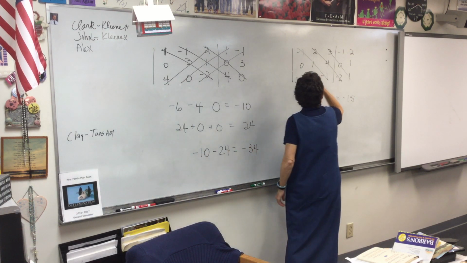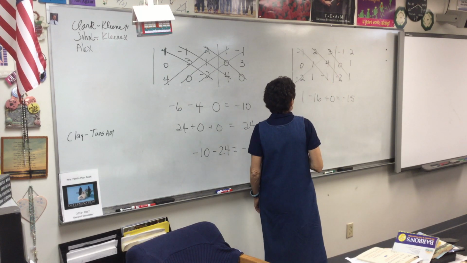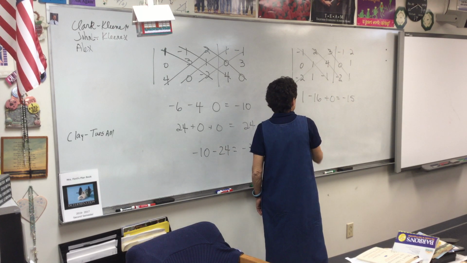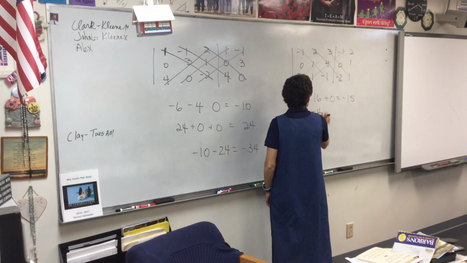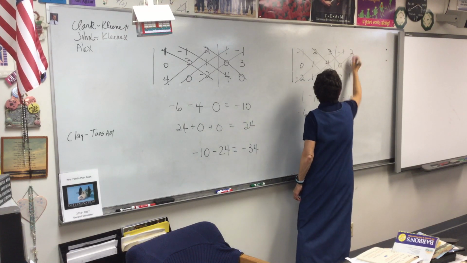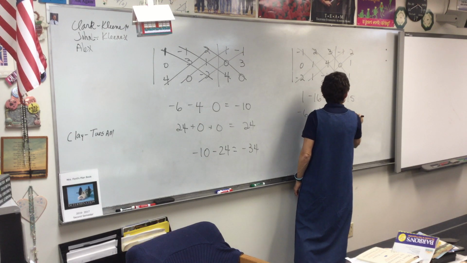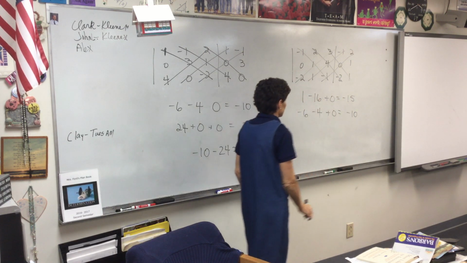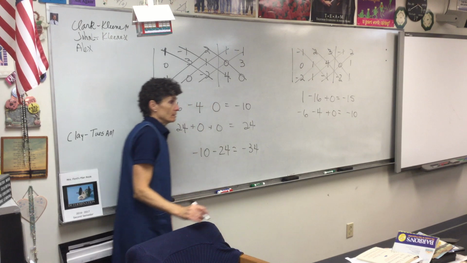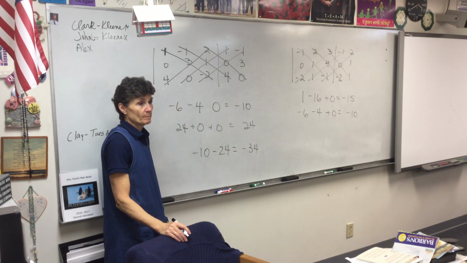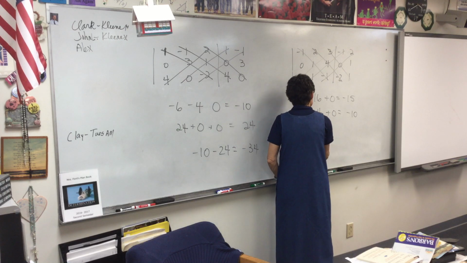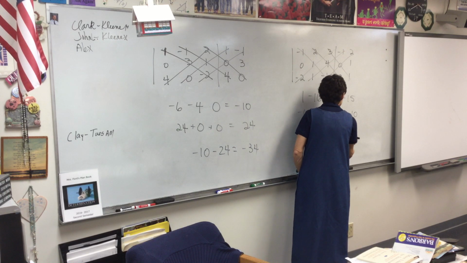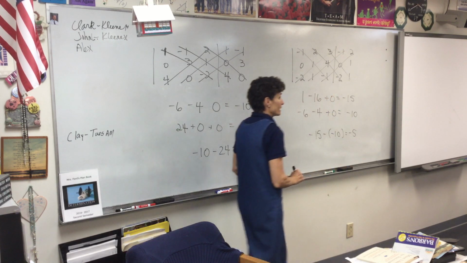Now I'm going this way. That will be -6, -4, and 0. So that's -10. So what's the answer to the problem? -5. Because it's -15 minus -10. So that's going to be -5.